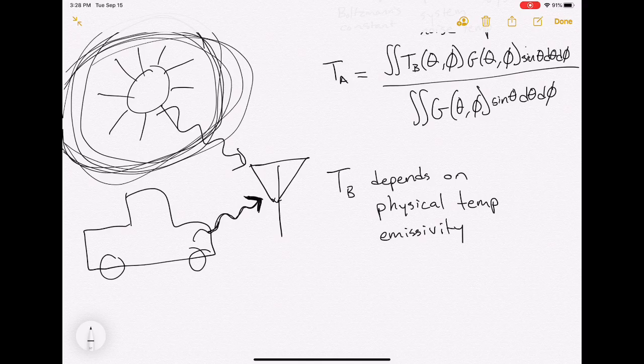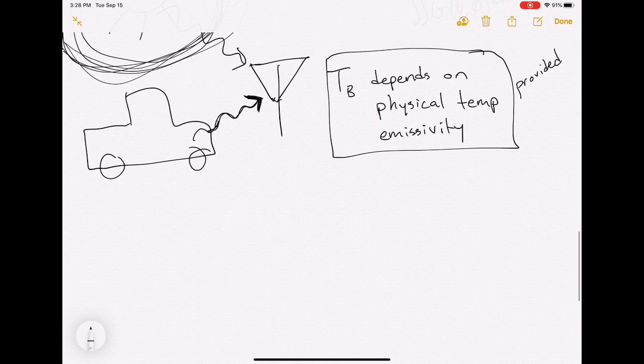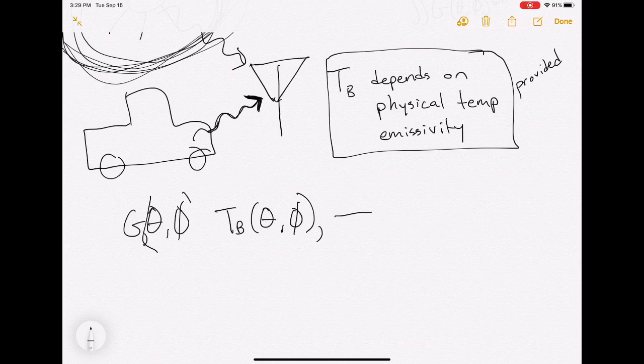So in this class, we're going to provide brightness temperatures for things. You're not going to be expected to calculate it. But just so you know, part of it is the physical temperature of the object, and part of it is its electromagnetic properties. So, okay, let's say that I know the brightness temperature of the world as a function of angle. And I also know the gain of my antenna, so I have now calculated my antenna temperature.